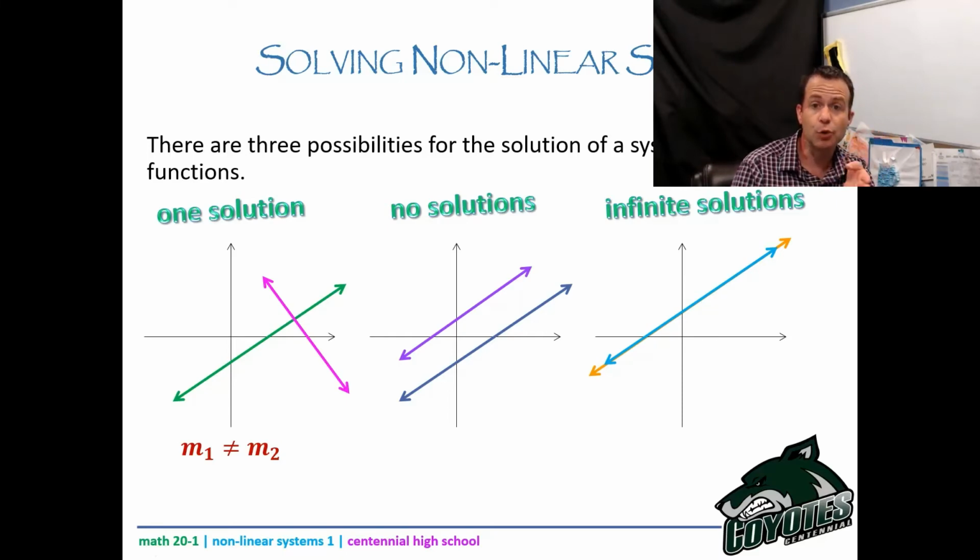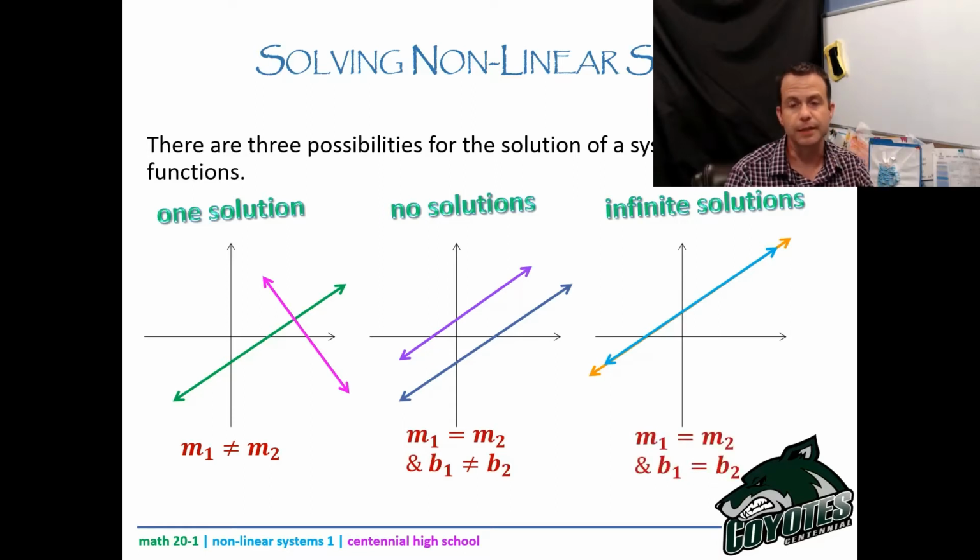If I have no solutions, the slopes were the same, but the y-intercepts were different. That's what made a parallel line, okay? And then if I have infinite solutions, the slopes are the same, but the y-intercepts are also the same. That's what makes it be the same line, okay? Everything I've done so far is kind of a quick review of 10C, okay?